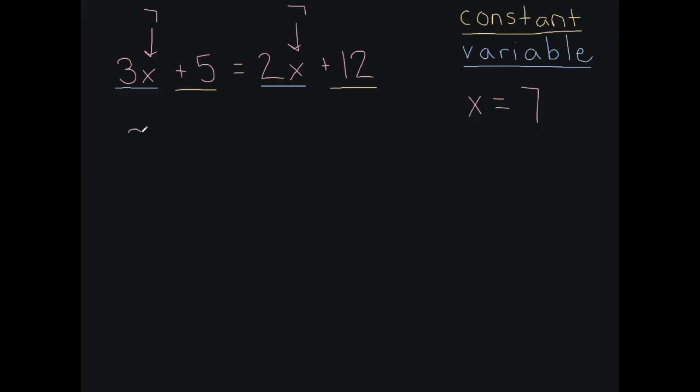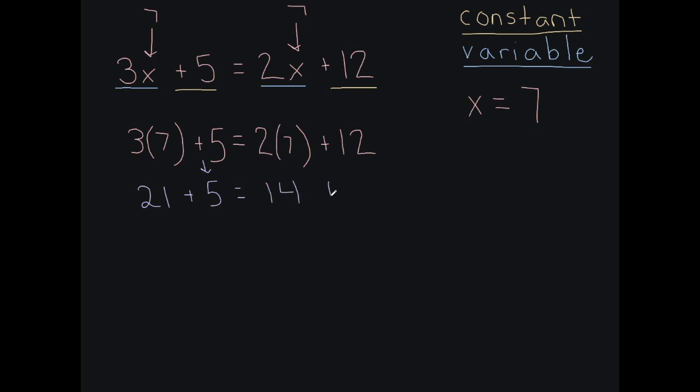Let's write it out. Instead of 3x, we'd have 3 times 7 plus 5 equals, now instead of 2x, we're going to do 2 times 7 plus 12. Let's solve this. 3 times 7 is 21. Let's bring down this plus 5 equals 2 times 7, that would be 14, plus 12.